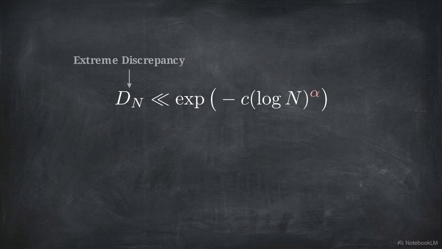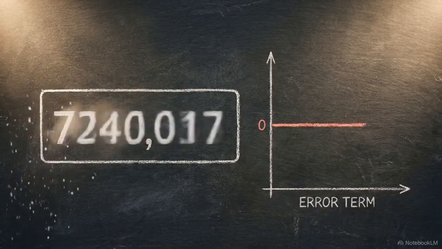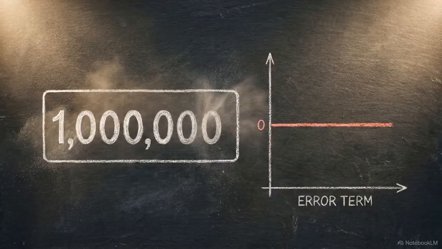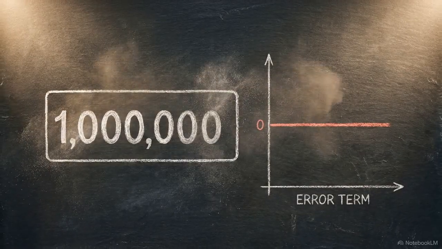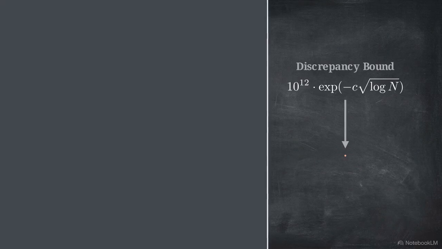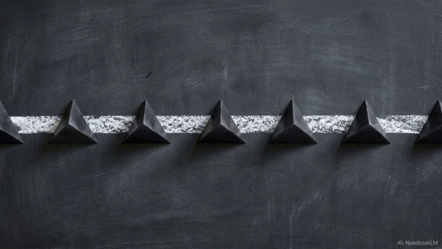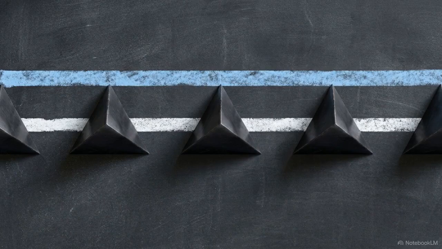The parameter alpha is a fixed positive constant, strictly determined by the data of the linear form, bounded by 1 over kappa. Inserting conservative Matveev constants guarantees that even for n equal to 1 million, the discrepancy error term remains microscopic. It is bounded by a slowly decaying exponential times 10 to the 12th, which is negligible relative to the main density term, 2 epsilon. This discrepancy bound rigorously proves the triangles appear with the expected frequency and controlled gaps. We now have the quantitative density control required to proceed to the Fourier decay rate.